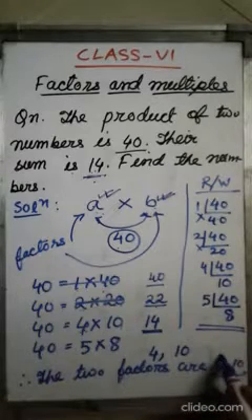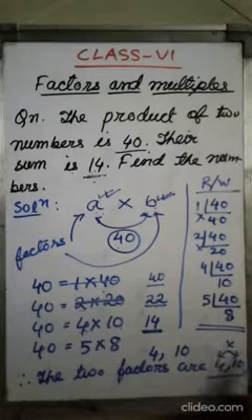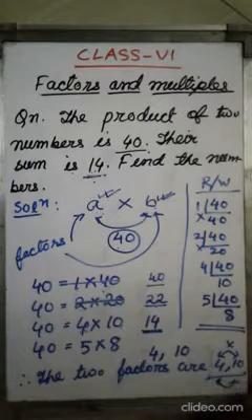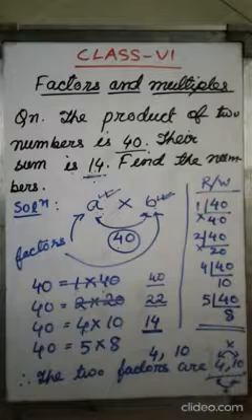If we multiply 4 and 10, we get 40. If we add 4 and 10, we get 14.